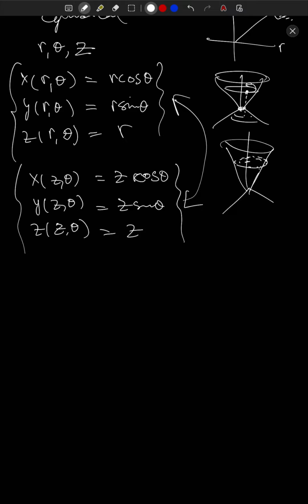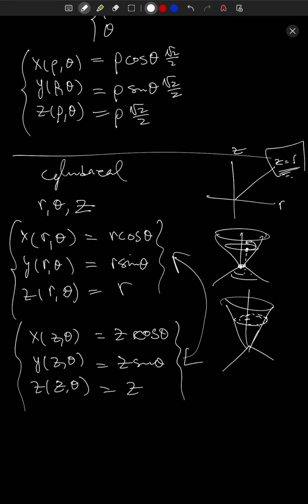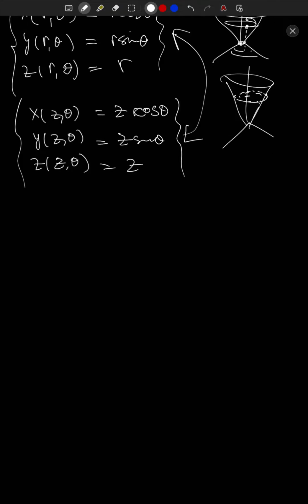So here, same idea. I could parameterize this in two very different ways. Right here we have this root 2 over 2, but here there's no root 2 over 2 or anything like that. But of course, you're still describing the same object.